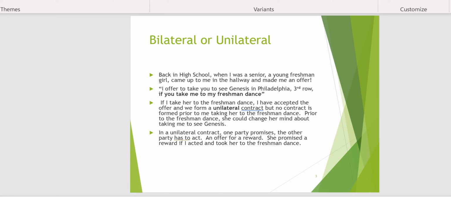No contract would be formed right there in the hallway prior to me taking her to the freshman dance, because I have to perform in order to accept, and performance would mean taking her to the freshman dance. So prior to the dance, she could change her mind about taking me to see Genesis. Because it's a unilateral contract, one party promises, the other party has to perform in order to accept. An offer for a reward would be an example of a unilateral contract. She promised a reward if I acted first and took her to the freshman dance.